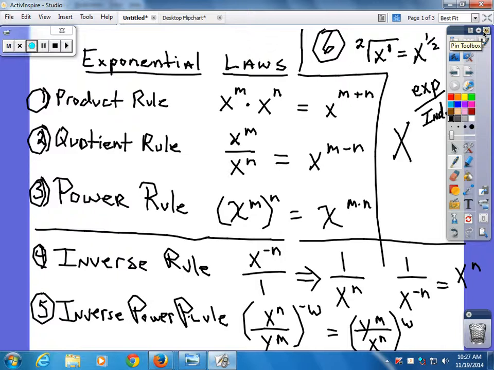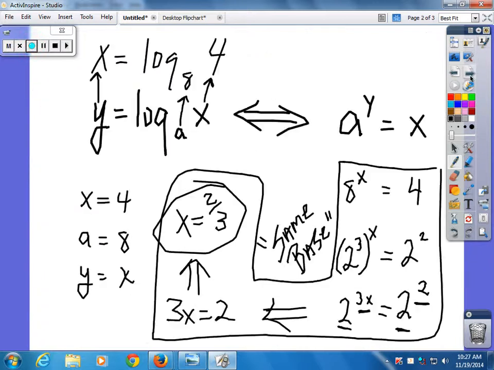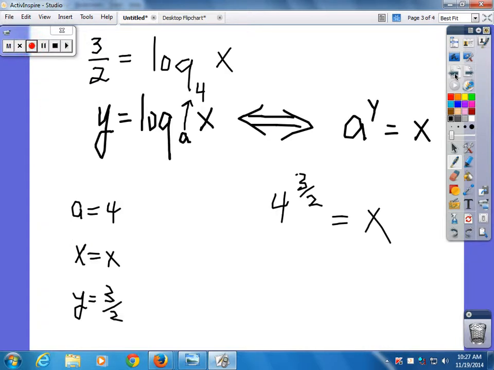So with that in mind, what's this right here? Cube root of x squared. Exponent over index. So what is it? Square root of x. Square root of 4 to the what?